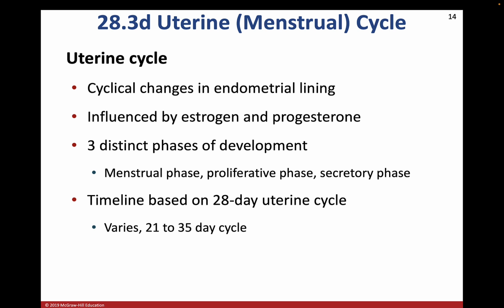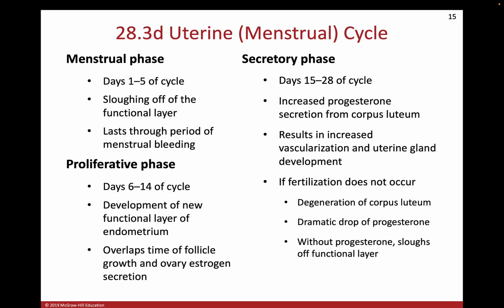Sometimes it's easy to get the last 2 phases flip-flopped, so the easiest thing to do is just follow the alphabet, MPS. So menstrual phase, proliferative phase, secretory phase. Once again, we'll be using a standardized 28-day uterine cycle, but remember, this varies and is very individual, and there are cycles as short as 21 days and as long as 35 days. Now, during the menstrual phase, this is days 1 through 5 of the cycle.